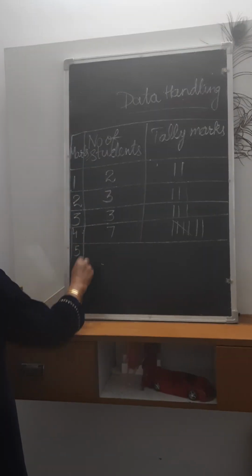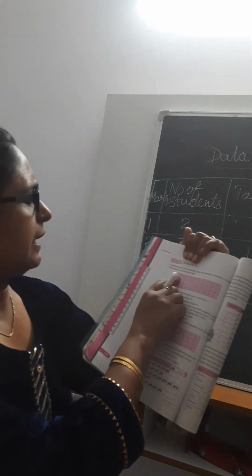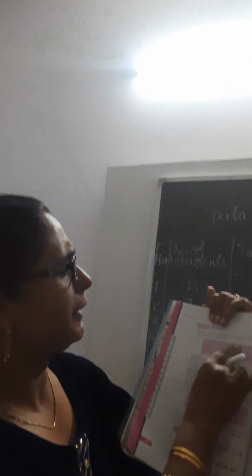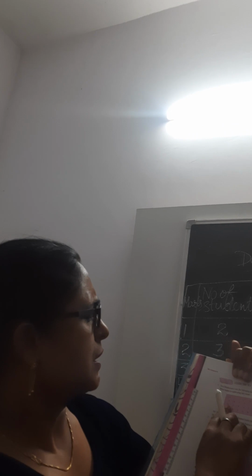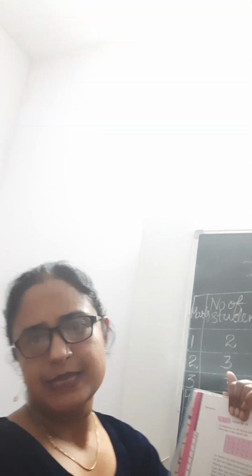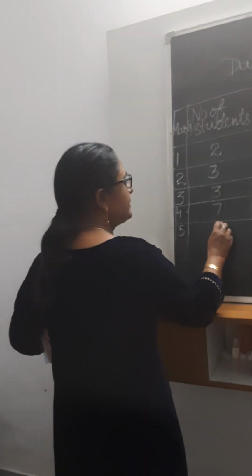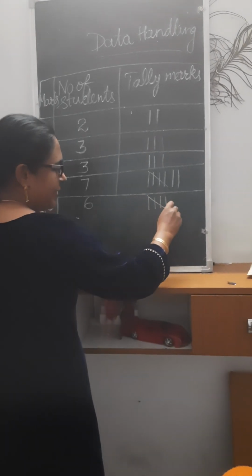7 times. Now students, number 5, marks 5. Now let us see again this same table. So we have to see how many times 5 is repeated. Now if you see 5, 1, 2, 3, 4, then 5, 6. How many times? 6 times. So we will write here 6, and now we will depict it in the tally marks: 1, 2, 3, 4, this means 5, 6.